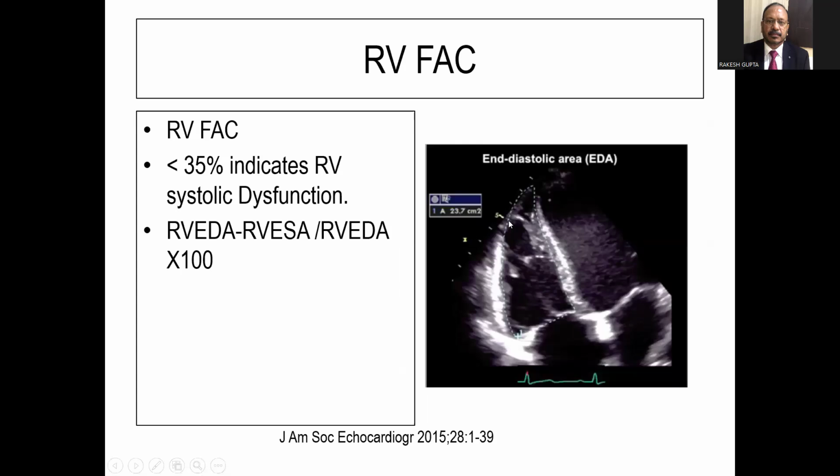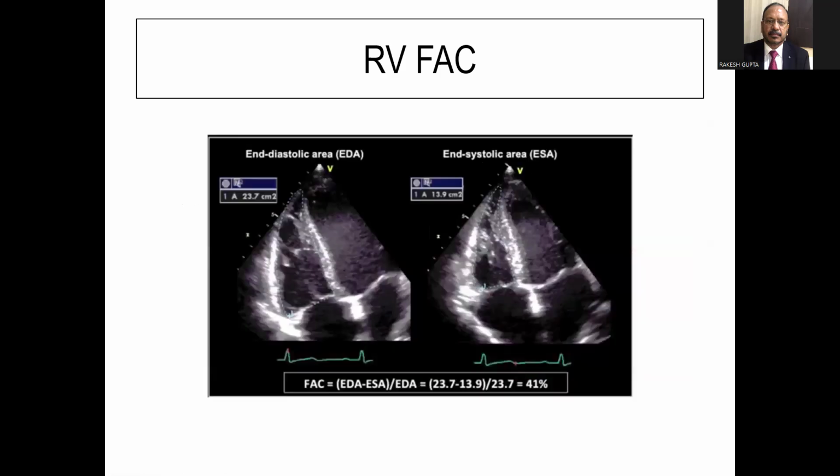As I said earlier, RV is a sickle shaped structure. We cannot calculate its ejection fraction by two dimensions. So what we do is look at the fractional area change. We go to end diastole and trace the area as we do in LV. Then we go to systole and trace the area again. So area 1 minus area 2, divided by area 1, into 100 will give the fractional area change. Anything less than 35 is considered abnormal.